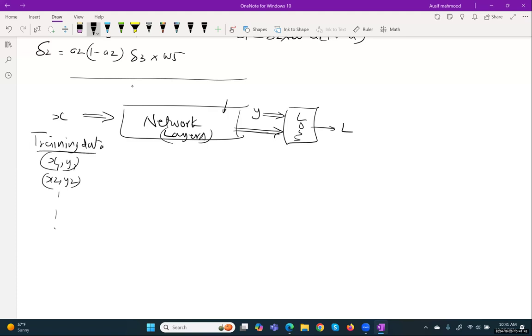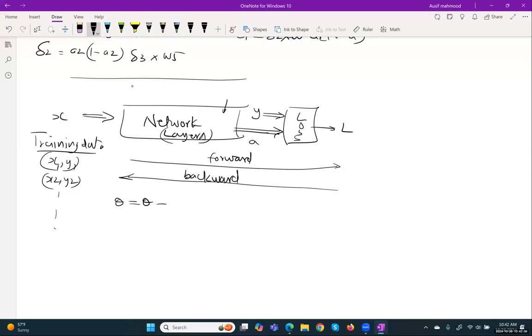You'll feed each one of these data. You'll find out what is the actual output, compare it with the target, compute the loss. So there will be a forward pass over here, computing the loss. Then once you compute the loss, you will go backward. And once you have computed all the derivatives, then you will do theta equal to theta minus lambda partial L over partial theta, and you will repeat it many, many times, okay?